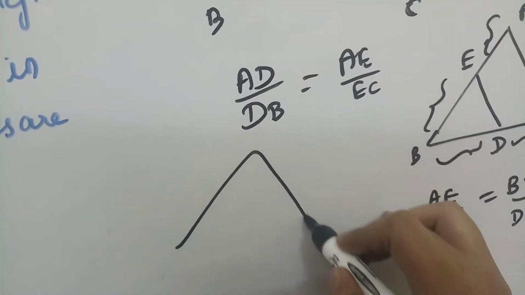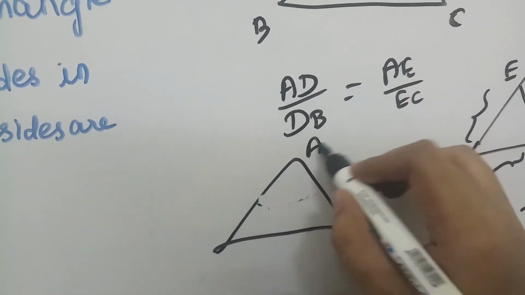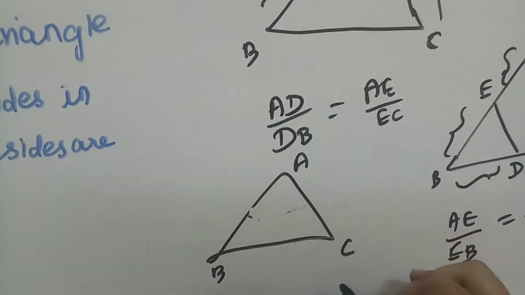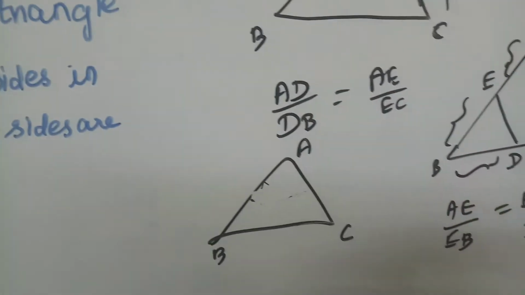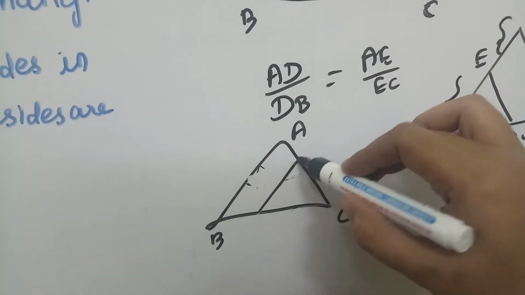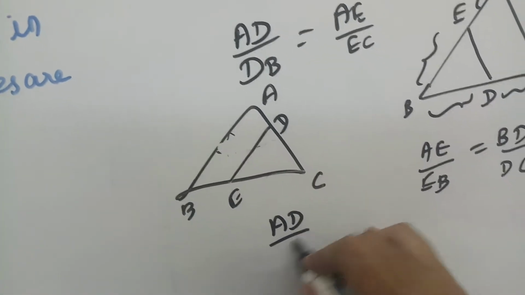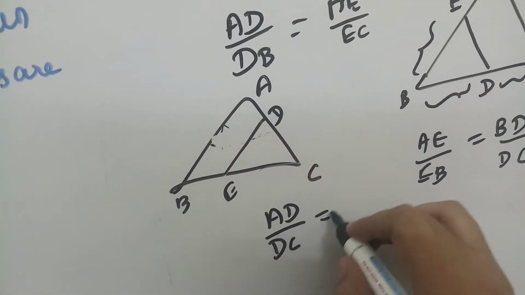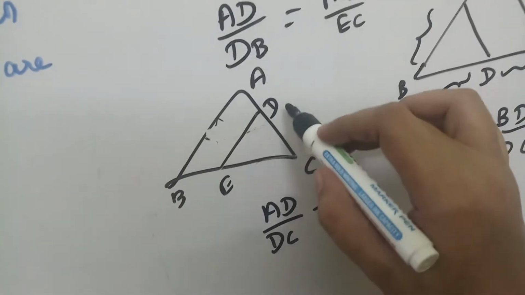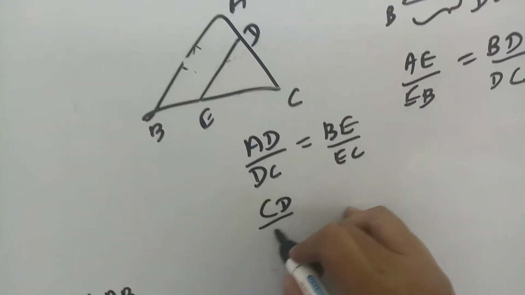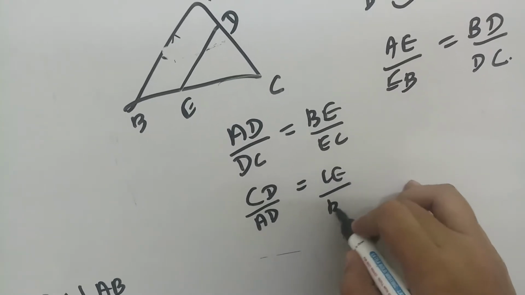Same way, if I have the same triangle ABC, and now we have the line parallel to the side AB, the same DE. Again it is AD by DC equal to BE by EC, or we can write CD by AD equal to CE by BE.